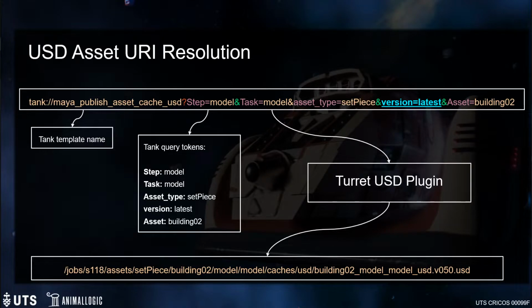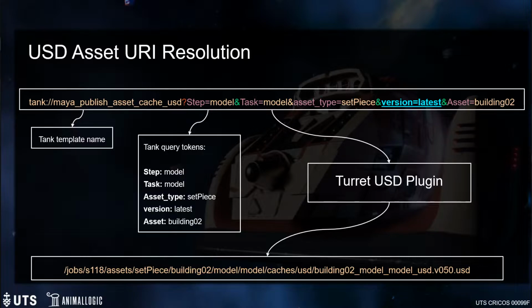So this is our solution to this problem. This is a fairly technical looking diagram. Let's just walk through it fairly quickly. Essentially we have a custom USD asset resolver plugin called Turret, and it allows us to reference set pieces or anything really via a custom query instead of a file path.